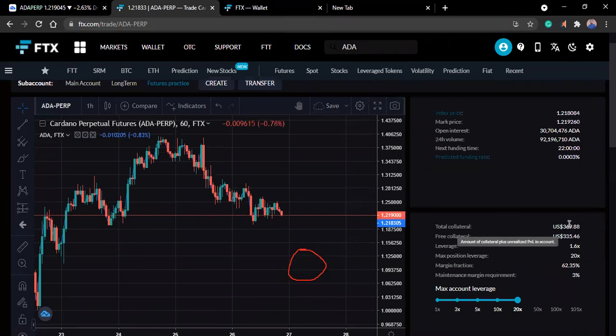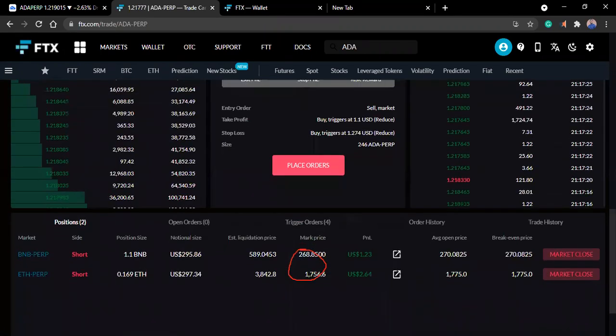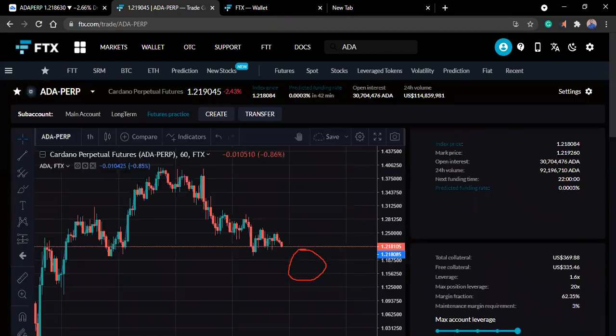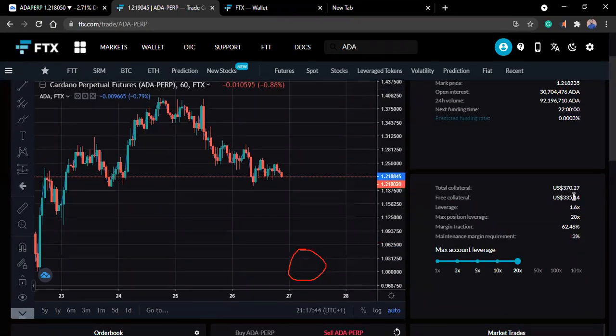Can you see this? It is changing. It has gone to 369 because this $4 has reduced to like $3. So that's how it's changing. But then my free collateral will remain the same because it is based on my account balance. So it's based on my collateral. Yeah, it's based on my total collateral. So this will change now.